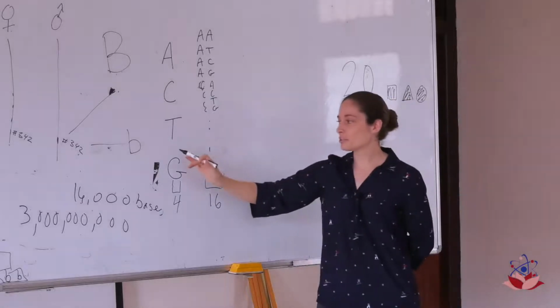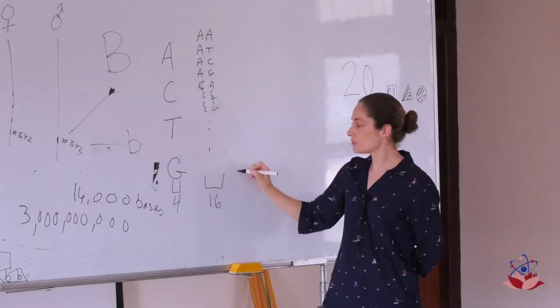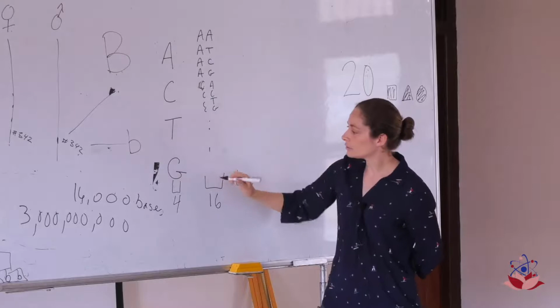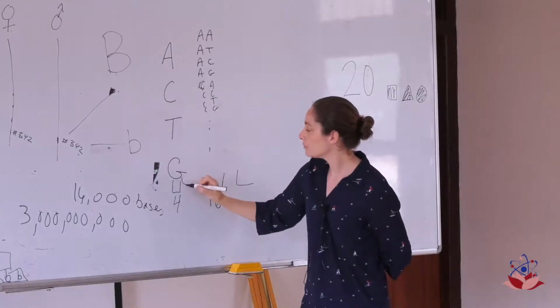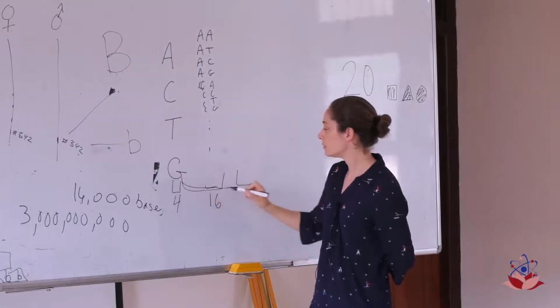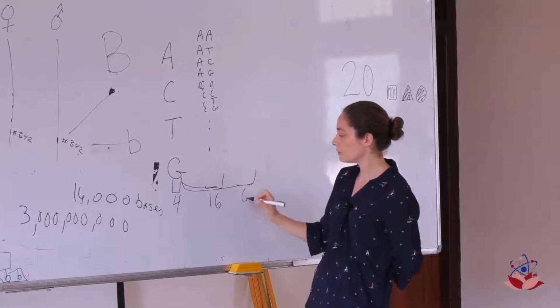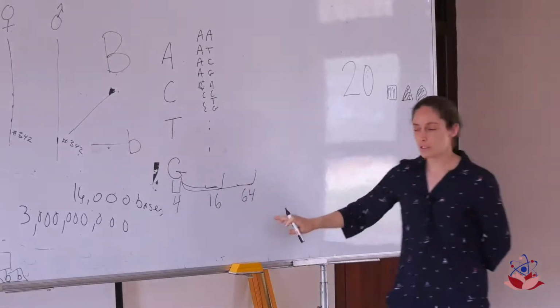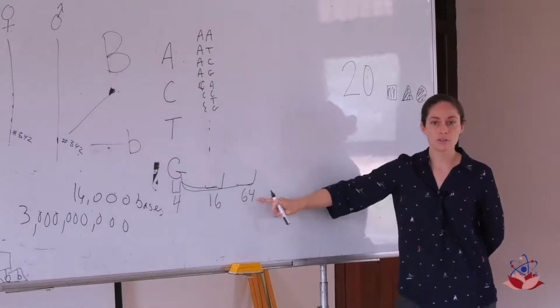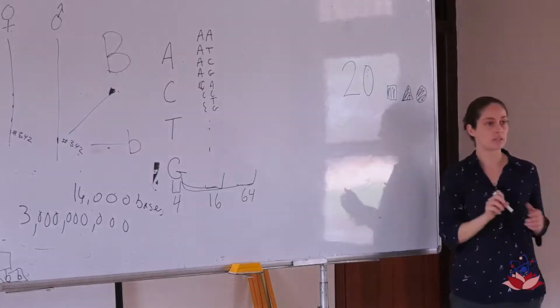So we can't read just one, we can't read just two, right? We have to code by reading three, which gives us a big enough code to read the 20 different amino acids.